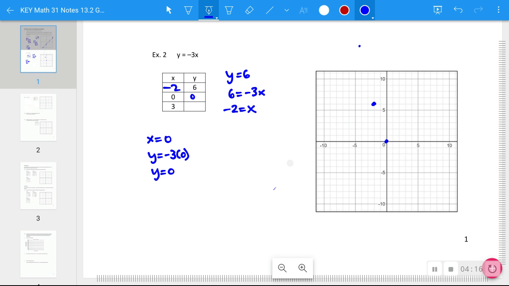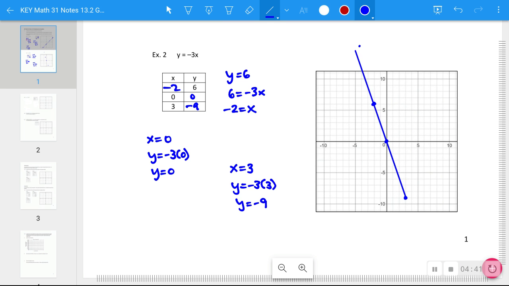That point is on our graph. And we have one more to do. We're going to use a 3 for the x. So you can see on this calculation, I've put a 3 where it used to say x, and that gives us a y value of -9. So we'll plot that point, 3, -9. 3, -9 would be right there. And these are lining up pretty well.